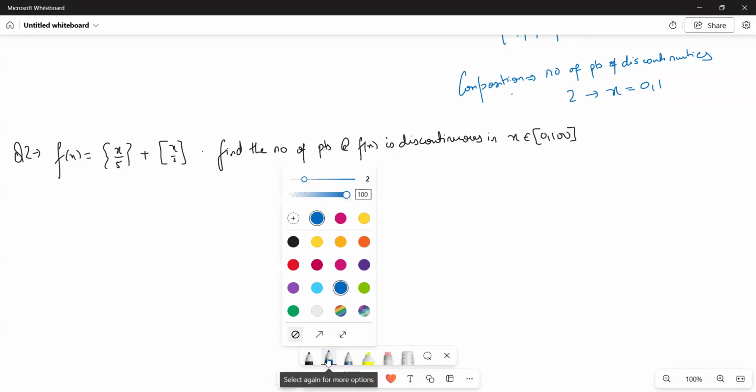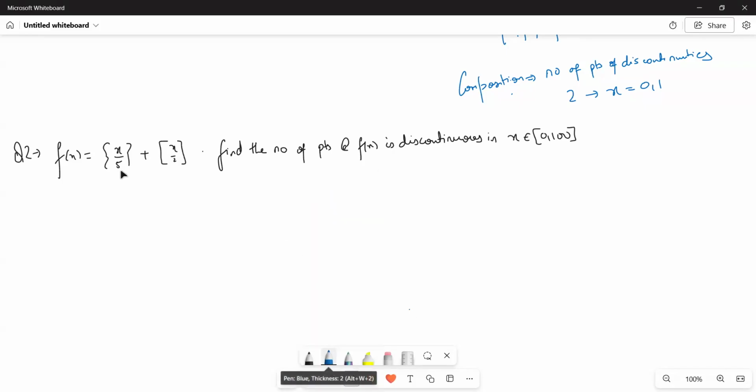Fractional part and box x, right? Yes, fractional part and box x.